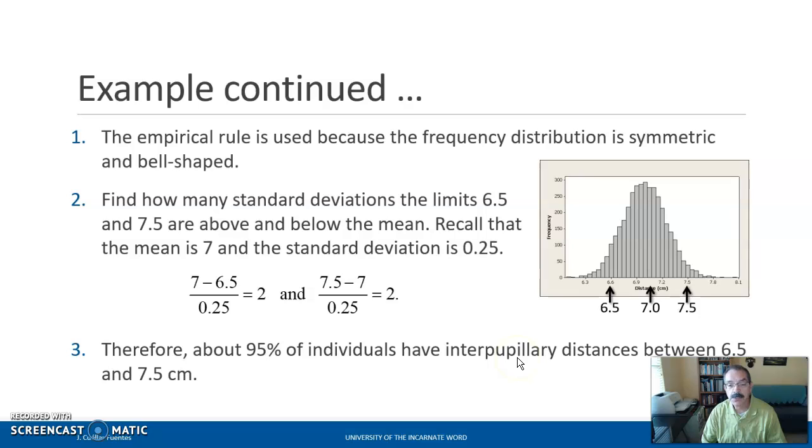So using the empirical rule, we know then that 95% of individuals have interpupillary distances between 6.5 and 7.5 centimeters. So that's how we can apply the empirical rule to find the proportion of individuals, in this case, that have the interpupillary distance between 6.5 and 7.5 centimeters.